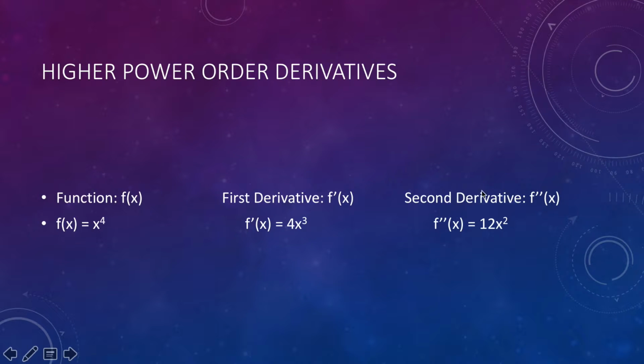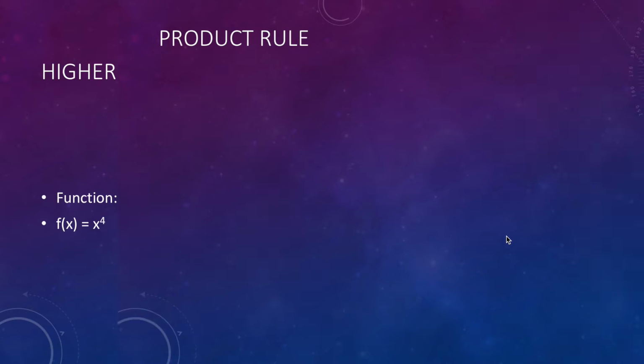If I ask you to find the second derivative of x to the fourth, then you basically take the derivative, and then you take the derivative again, right? The derivative of 4x cubed is 12x squared. Using the power rule, you can simply tell that.